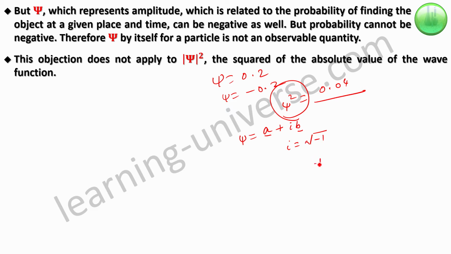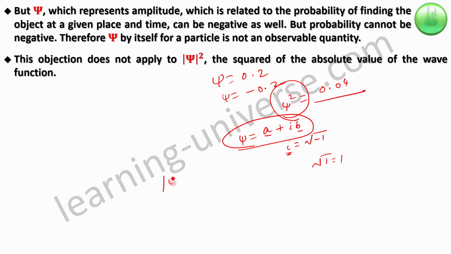Square root of 1 is 1 itself. What is the square root of minus 1? What are the two quantities which when multiplied will give you negative 1? None. There cannot be any real value like that. So we call this an imaginary number. So psi can be a complex number.